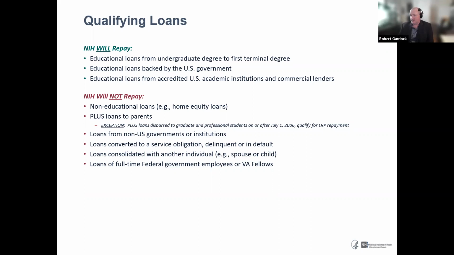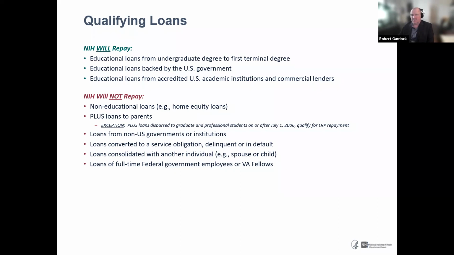They can be federal loans sponsored by the Department of Education. They can also be student loans from accredited U.S. academic institutions, which we call academic loans. And they can also be student loans from commercial lenders, and we call these private alternative loans. What we don't pay is non-educational loans, of course. We don't pay certain types of plus loans, referred to as parent plus loans.